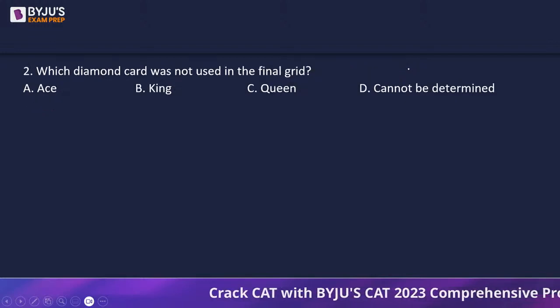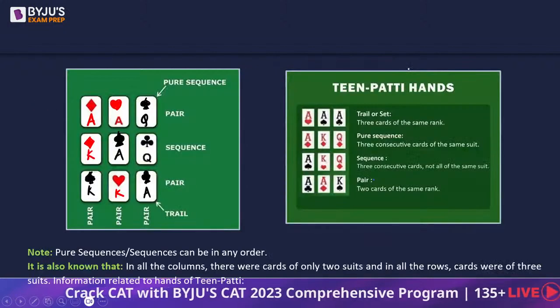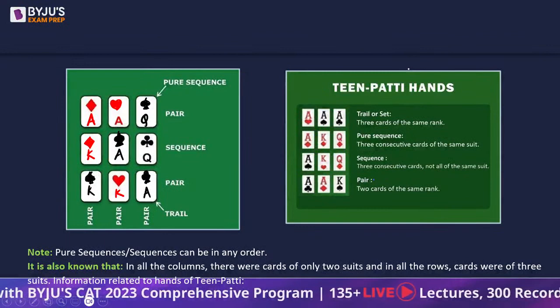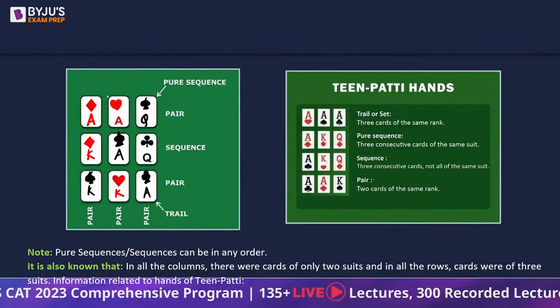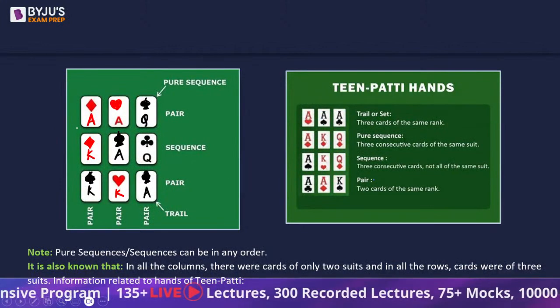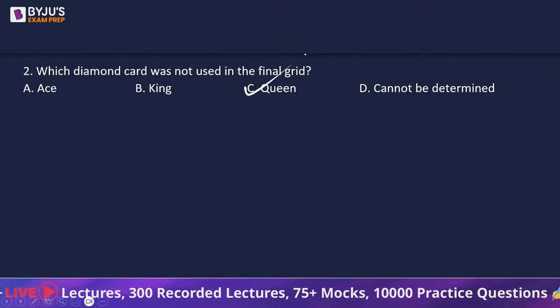Okay. Next, which diamond card was not used in the final grid? So we know that if you look at the diamond cards, there are two cards, both in the first column. Diamond of ace and diamond of king. So these two cards are used. Can we say queen was not used? So C is going to be the answer.